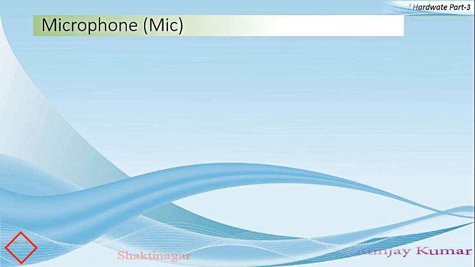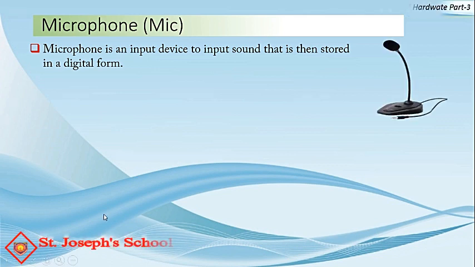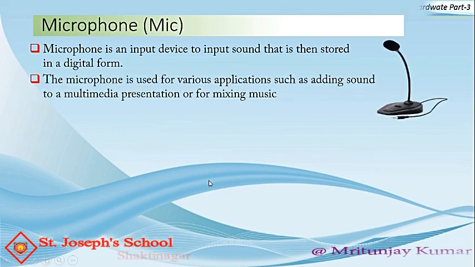Next input device is microphone, that is mic. It is an input device that is used to input sound that is then stored in the digital form. You can see this picture. A microphone is used for various applications such as adding sound to a multimedia presentation or for mixing music.